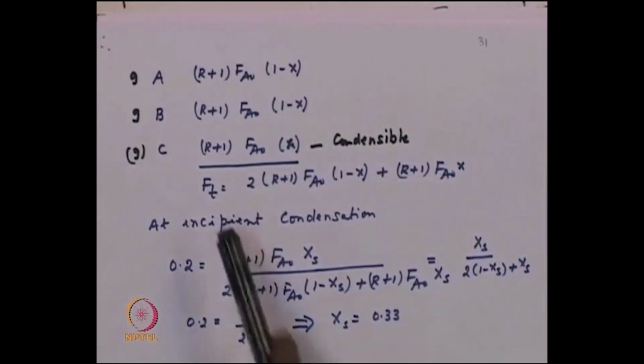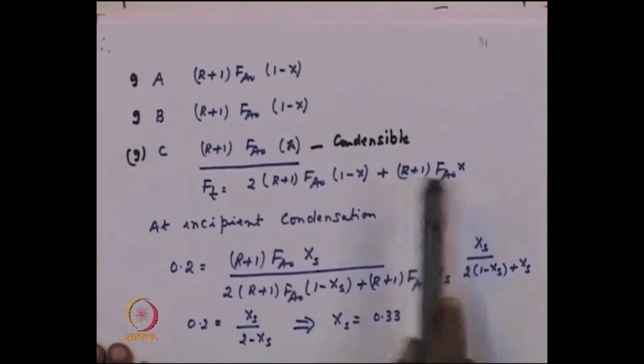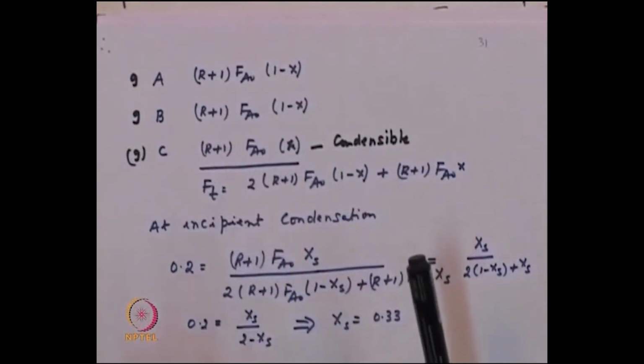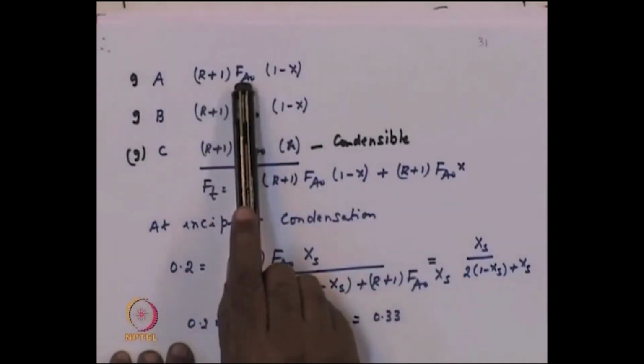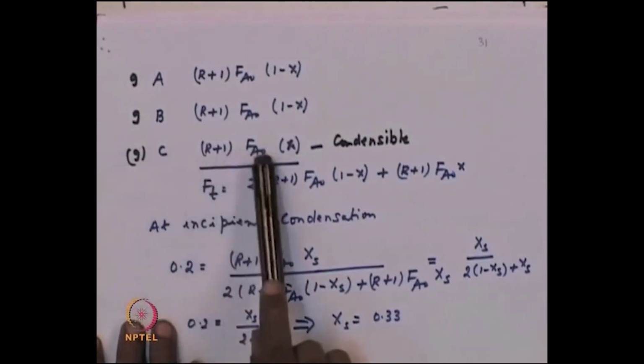Now, what is the total moles? I have just added them all up. This is the total moles, R plus 1 F A 0, this is our convention. Inside the recycle loop, we take R plus 1 F A 0 as our basis, R plus 1 x, R plus 1, and the product is R plus 1 F A 0 x.